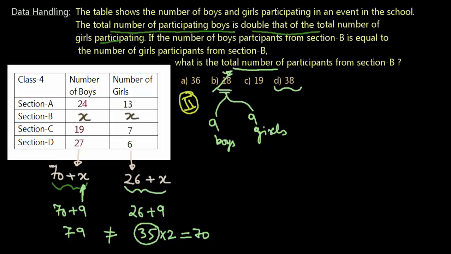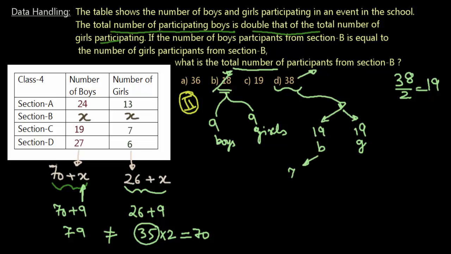Let us try 38. If 38 is the total number of participants from section B, then if you divide 38 by 2, you will get 19. So we can have 19 boys and 19 girls from section B respectively. So the total number of boys will become 70 plus 19, and the total number of girls will become 26 plus 19.